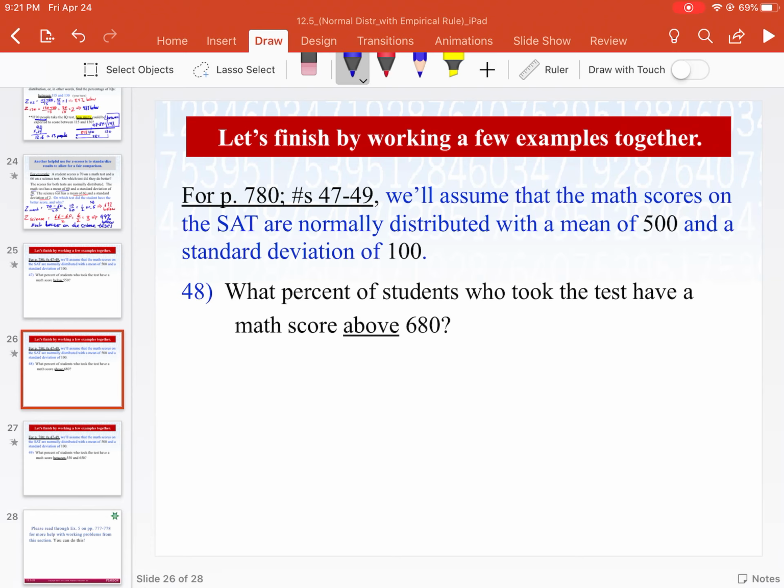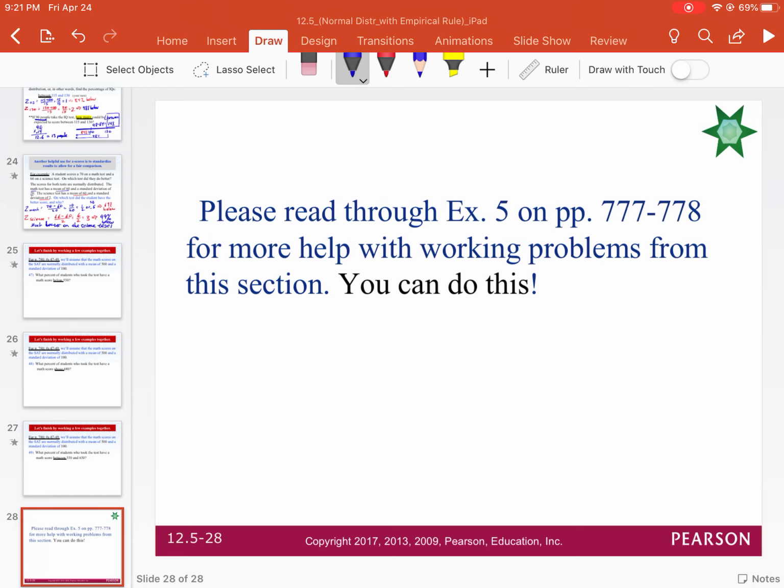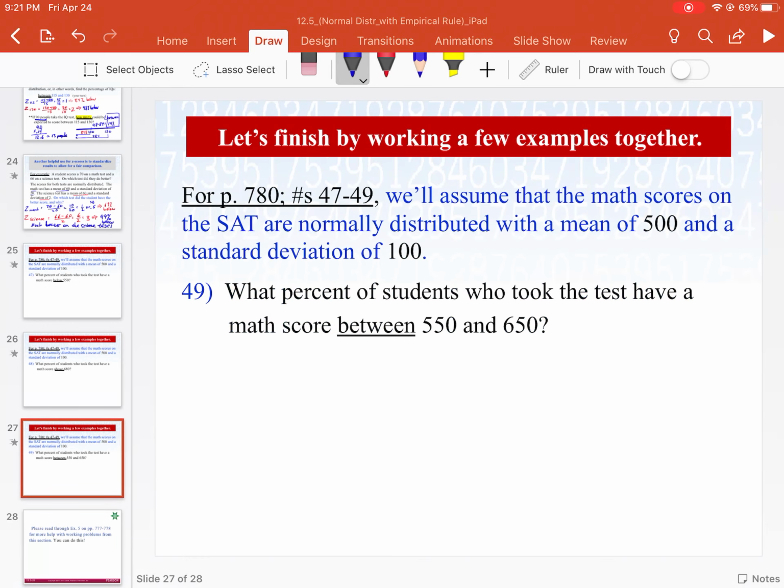This was just more examples. And yeah, we've already done all of these. This is a below, find the z-score, look it up. Above, find the z-score, look it up on the table, subtract it from 100, and between. Find the z-score for each one, draw a little picture, and subtract the percentages, and that'll give you between.